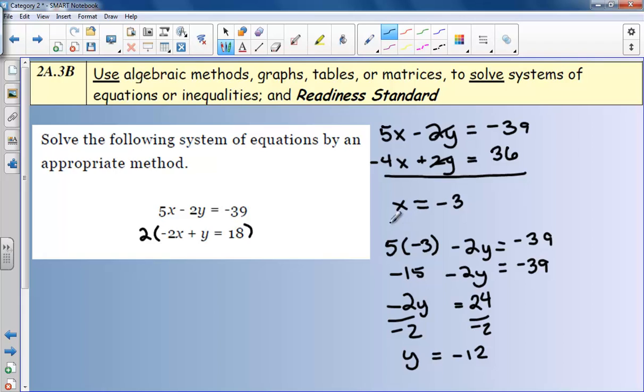And then I would want to check that, so I would want to put it back in here. So negative 15 and a negative 24 would give me a negative 39, and that's a true statement. Right there. Okay, so that's a positive 12. Alright, that looks better. Okay.